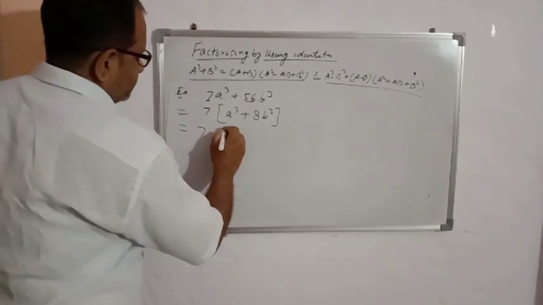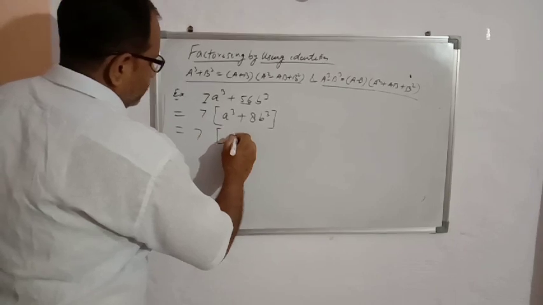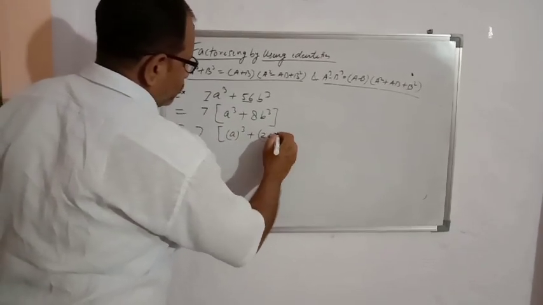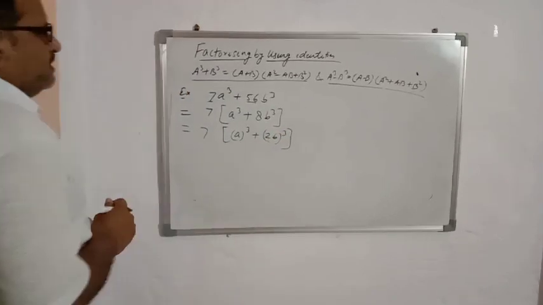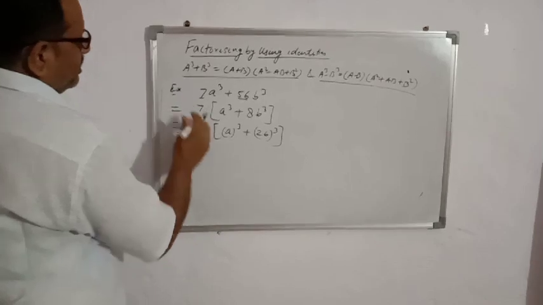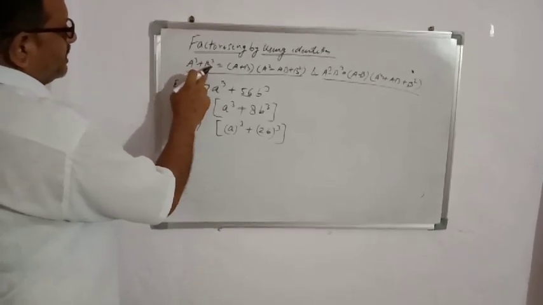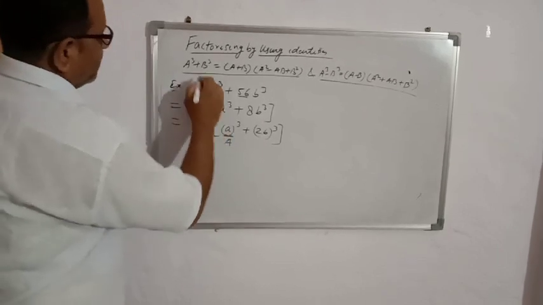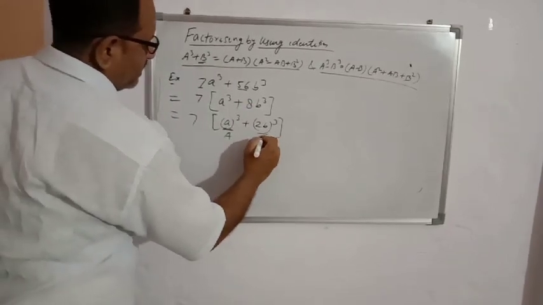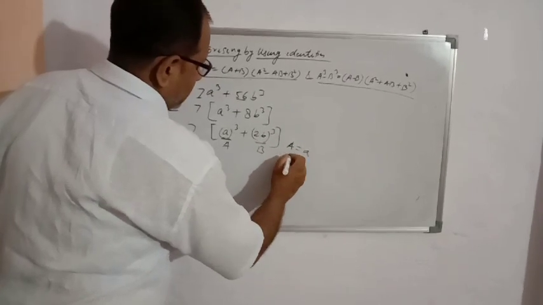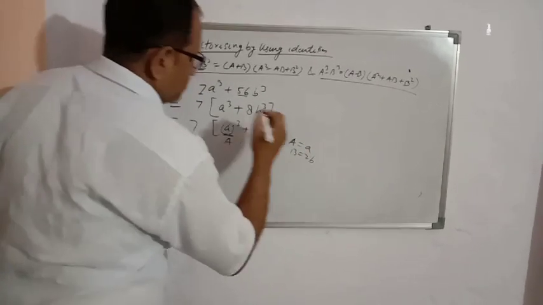7, a cube means a whole cube. 8b cube can be written as 2b whole cube. Now compare with the identity a cube plus b cube. What is in place of a? Small a. What is in place of b? 2b. Means a is equal to small a and b is equal to 2b.